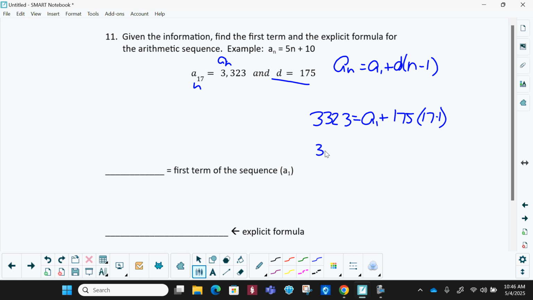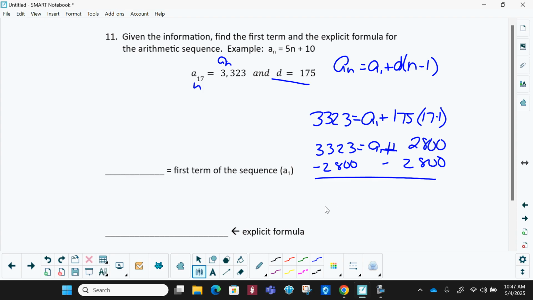Okay, so 3,323 equals A1 plus 175 times 16, 2,800. Okay, sorry about this. I'm not synced up, as you can tell. Now subtract 2,800. And you're going to get 523. That's our first term.